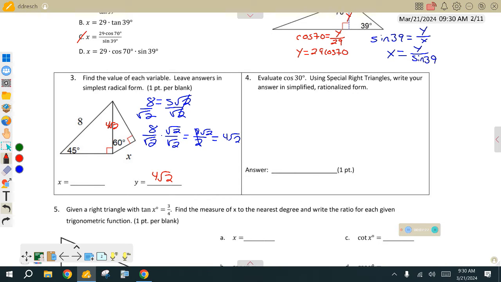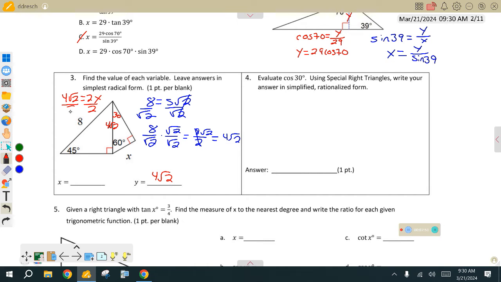We're into the 30, 60, 90 now. That 30, 60, 90 represents the hypotenuse. 30, 60, 90, that's the hypotenuse. Hypotenuse takes me right here to the x. That's going to give me the short leg. So 4 root 2, that's the hypotenuse, divided by 2.